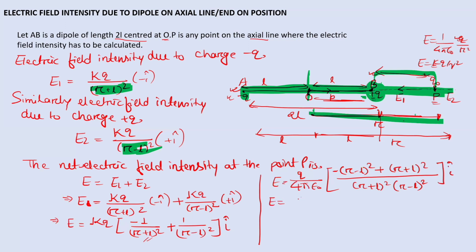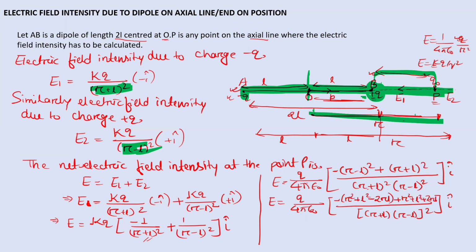Then in the next step, we will write Q by 4 pi epsilon naught. Now, if you see the denominator, this is A plus B into A minus B. That means you can write it as R plus L into R minus L whole square. Clear? This is your i cap. So if you see here, minus, this is A minus B whole square. So directly you can write A square plus B square minus 2AB. Same, it's A plus B whole square, that is A square plus B square plus 2AB.